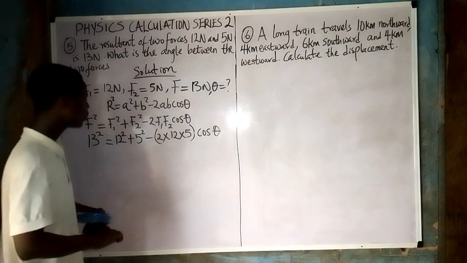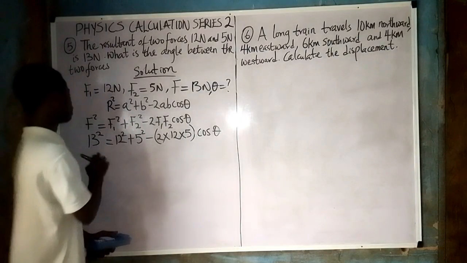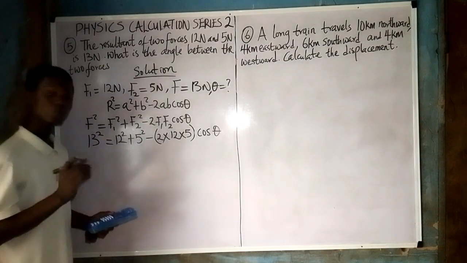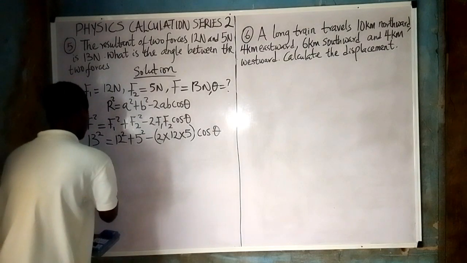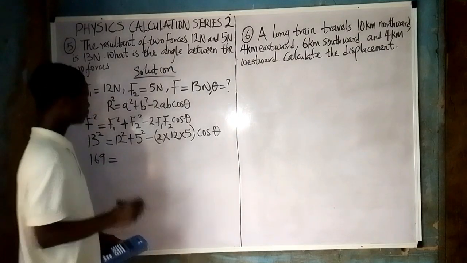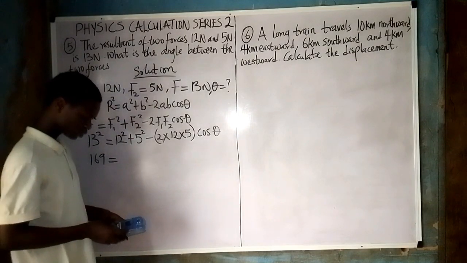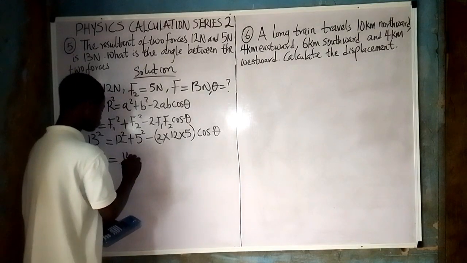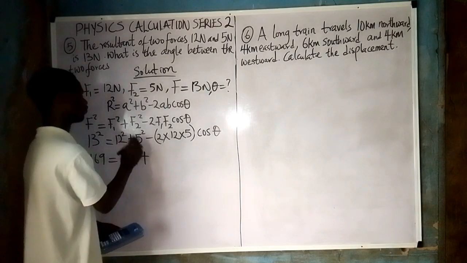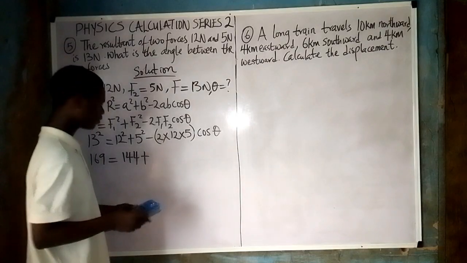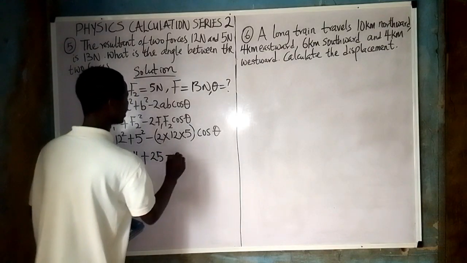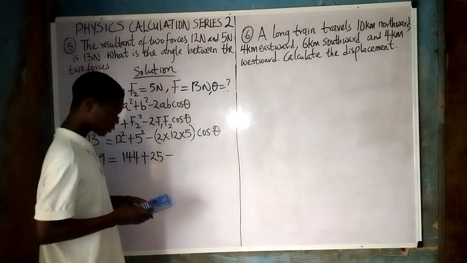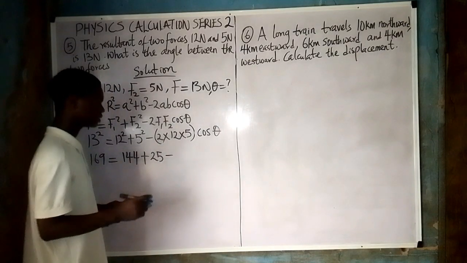Now from here, let's see what will happen. 13 squared is 13 times 13. It gives us 169. 169 is equal to 12 squared, which is 12 times 12, and that gives us 144. Then plus 5 squared. The square of 5 is 25. Then minus 2 times 12 times 5. That gives us 120 times cos theta.